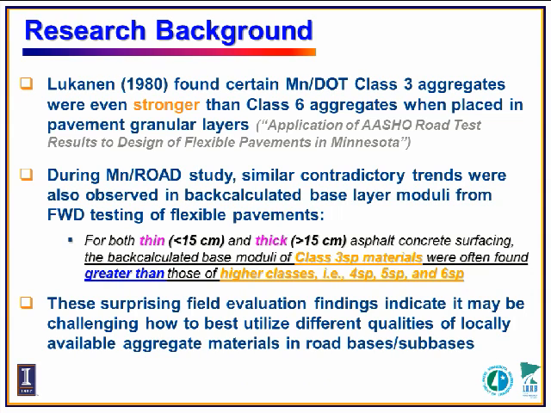Here are just two typical examples from Minnesota. The first one was found by Lukeland in 1980 when he applied actual road test results to design flexible pavements in Minnesota. What he found is certain MnDOT class 3 aggregates, which is lower quality, were even stronger than class 6 aggregates, which is a little bit higher quality. Similarly, this interesting finding was also confirmed in MnROAD FWD field testing evaluation. For both thin and thick asphalt pavement, sometimes class 3 materials can have higher back calculated modulus than the other classes. So from those two examples, we may realize that there's a potential for those lower quality materials to be used for achieving cost effectiveness.